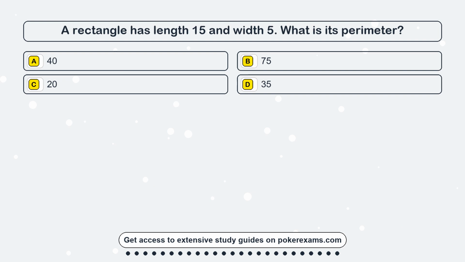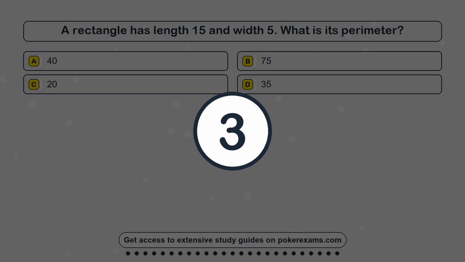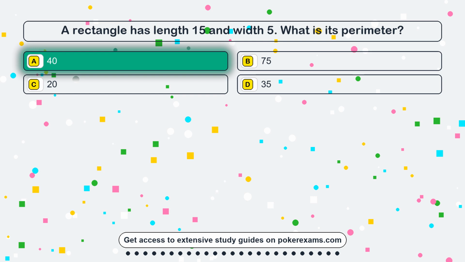Question 17. A rectangle has length 15 and width 5. What is its perimeter? Option A 40. Option B 75. Option C 20. Option D 35.